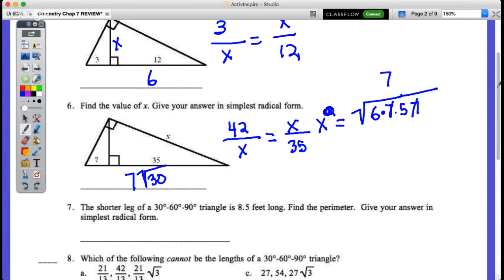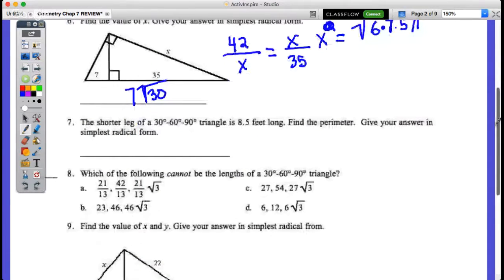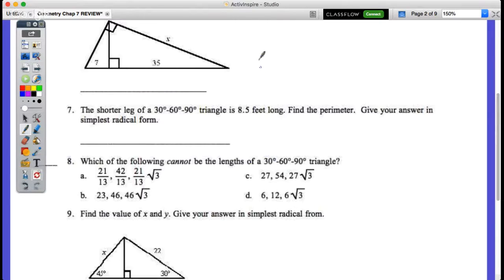Okay. So number 7, what was your question? How do you know which angle is 30 and 60? The shorter leg is going to be opposite the 30-degree angle, correct? Because whichever angle is smallest. So this must be 30. The shorter leg is 8.5 feet long. They want the answer in simplest radical form.